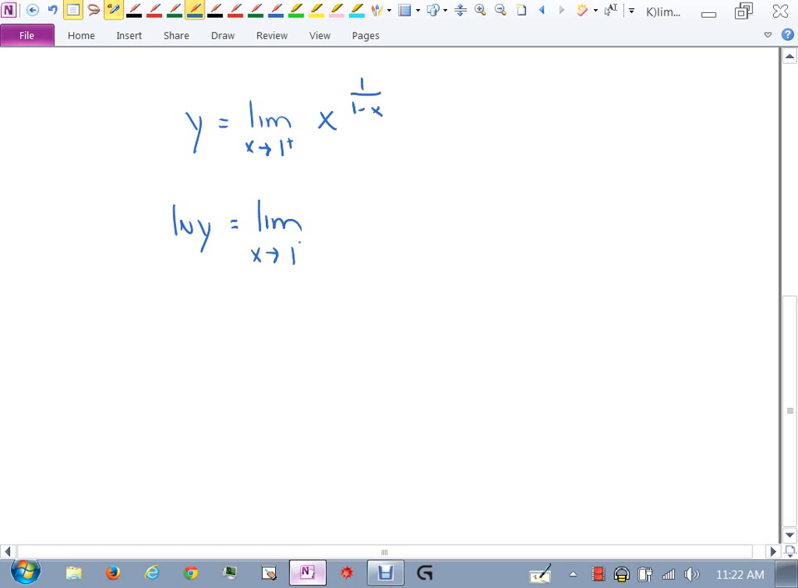And when you did that, that 1 over 1 minus x came down, and then you put it down on the bottom, didn't you? So everyone's okay with that? And now when you let x go to 1, what's natural log of 1? 0. 1 minus 1 is 0. So you get 0 over 0 as desired. And now you do L'Hopital.